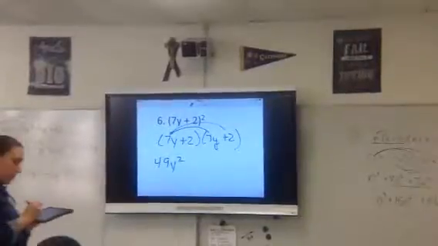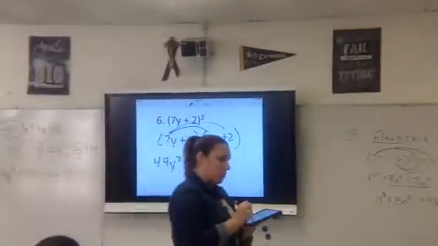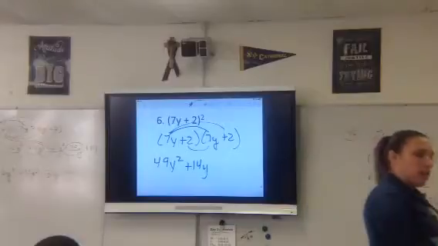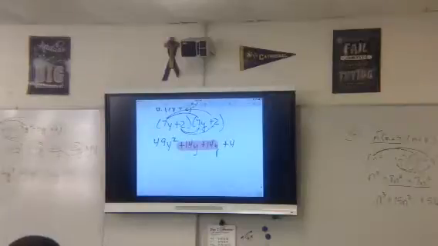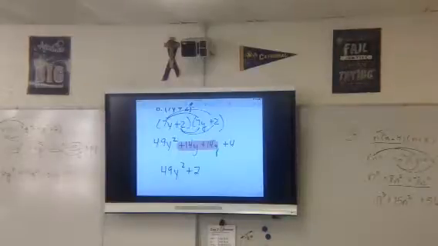2 times 7y is 14y. Plus 14y. And then 2 times 2 is 4. Now, the middle doesn't drop, right? They're both positives. All right? So 14y and 14y is 28y. So you get 49y squared plus 28y.